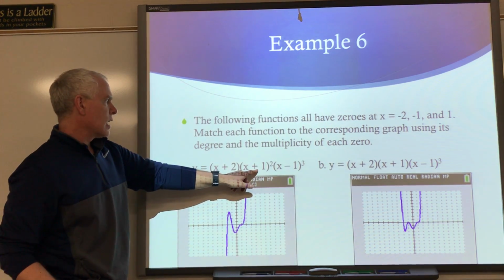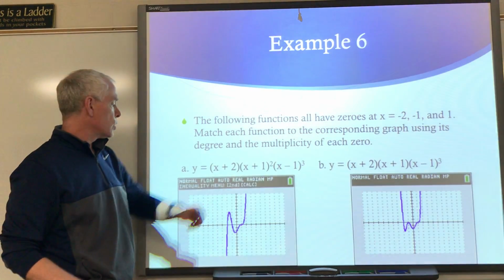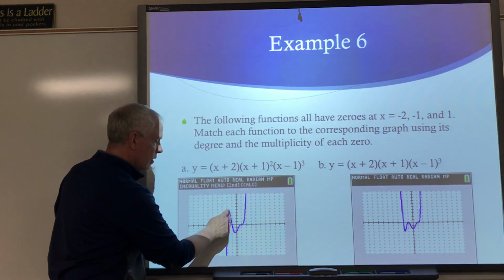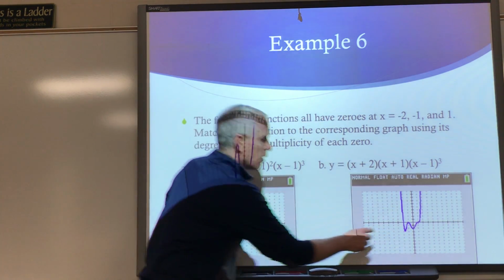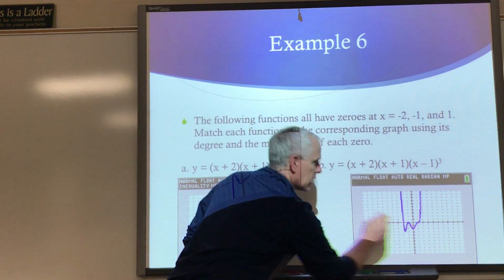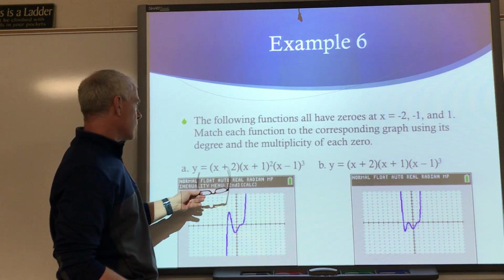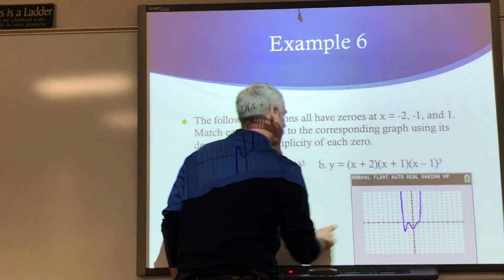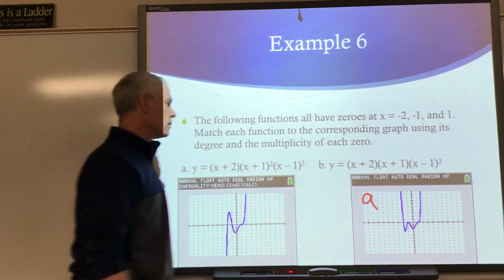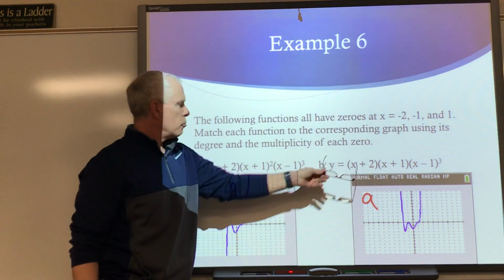This one crosses at -1, but because the multiplicity is 2, it should bounce at -1. This one crosses at -1. You can see this one bounces at -1. So it looks like this one over here is A. Let's verify that B is this one.